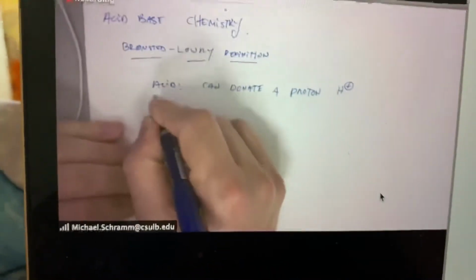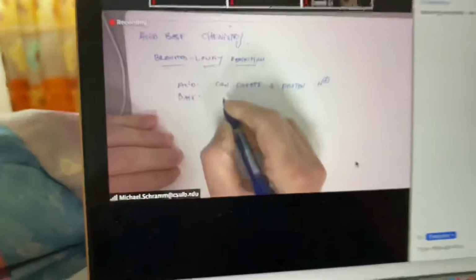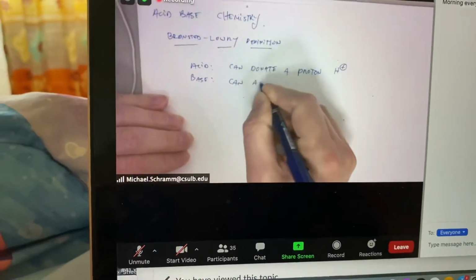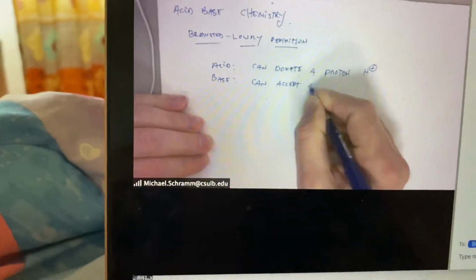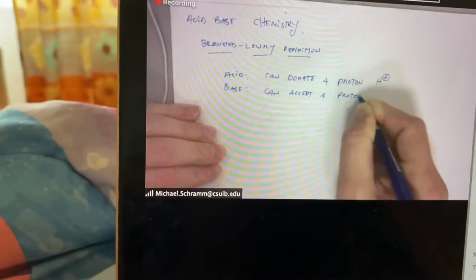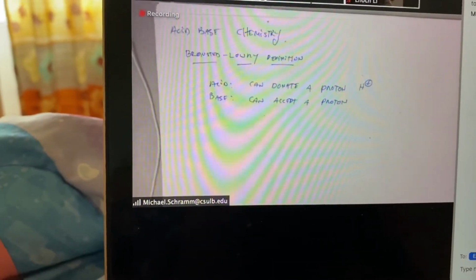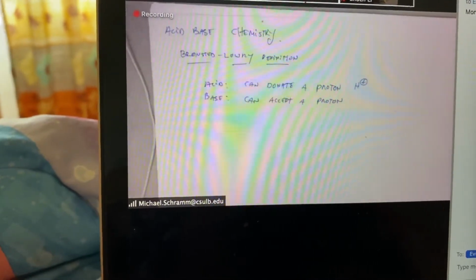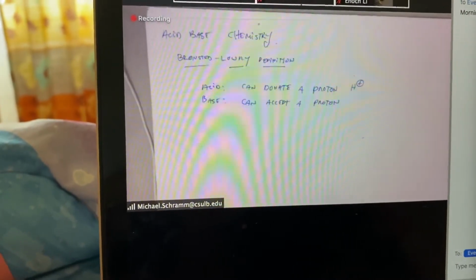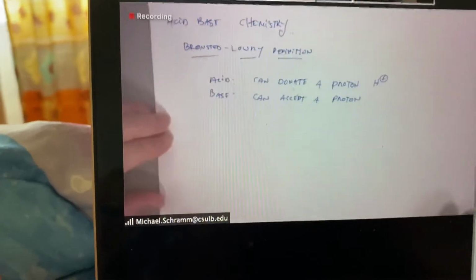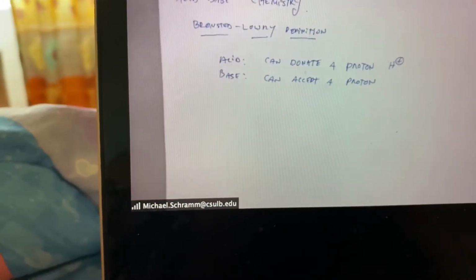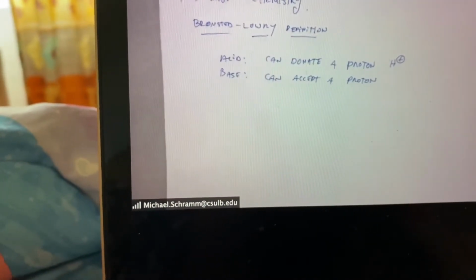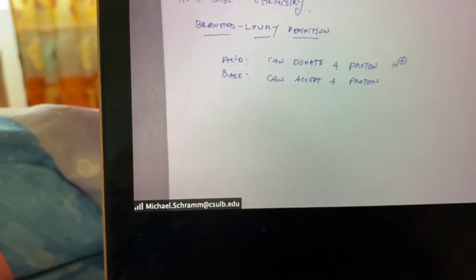And a base, very simply, is kind of the complement to this. It can accept a proton. So it's any substance, really, molecule or thing or entity that can accept a proton is a base. Anything that can donate a proton is an acid. It's really quite simple. Just these simple definitions, and we'll contrast them to the Lewis definition when we get there. All right.